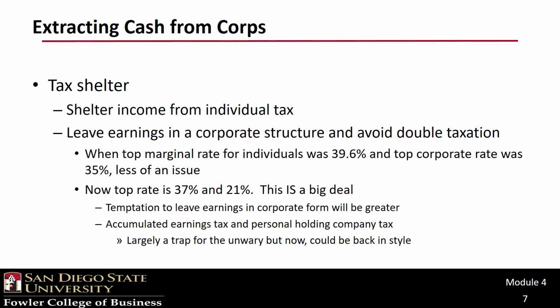However, now corporate earnings are taxed at 21%, and the highest individual rate is 37%. Leaving earnings inside the corporation could again become a popular tax planning strategy. However, the IRS has two provisions that it will need to dust off in the fight against this type of tax shelter: the accumulated earnings tax and the personal holding company tax. The details of both of these taxes is beyond the scope of this course, but suffice to say, they are designed to prevent the buildup of earnings inside the corporate form, and likely are going to force dividends on a closely held corporation.